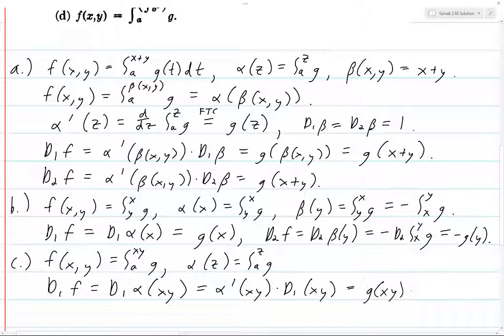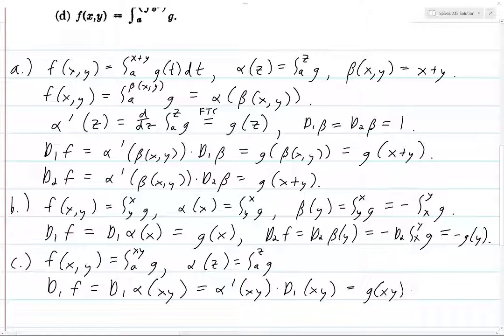Alright, so now we have part D. And what do we have here? We have f of x comma y is the integral from a to the integral from b to y of g, of g. So here, what we're going to do is we're going to let alpha of z be the integral from a to z of g. We're going to let beta of z be the integral from b to z of g. So now f of x y can be written as, so we're going to integrate from a to, well, the integral from b to y of g is just beta evaluated at y. So this is from a to beta of y of g, but this is alpha of beta of y.